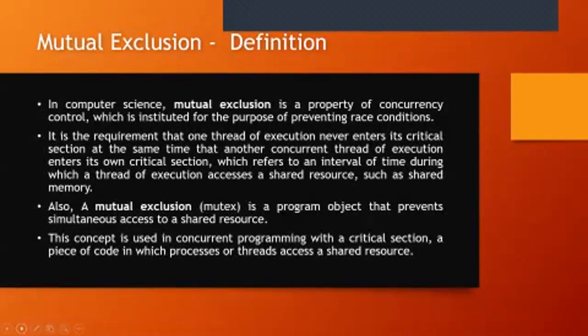Suppose there are 2 resources and 10 processes. All the 10 processes want to use the same resource at the same time. That is called race condition. Mutual exclusion is the requirement that one thread of execution never enters its critical section at the same time that another concurrent thread of execution enters its own critical section.